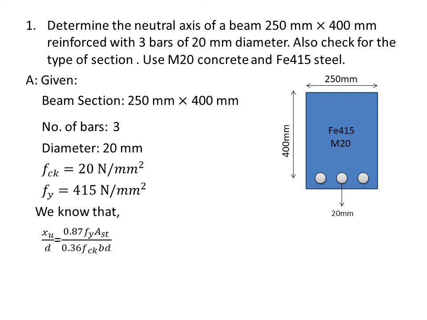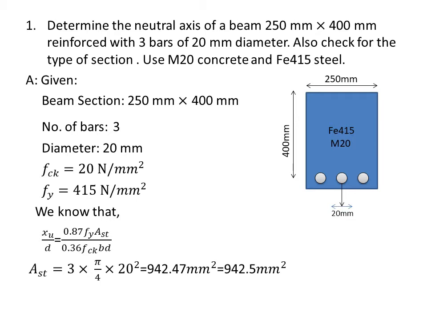Now we go into the ratio of the neutral axis depth to the effective depth, which is given in the code, that is IS 456 2000. We know that XU by D is equal to, this is the equation given in the code, 0.87 Fy AST by 0.36 FCK BD. Okay, we have effective depth D, Fy, FCK, B and D. Now we need to find AST. AST is the area of the steel provided.